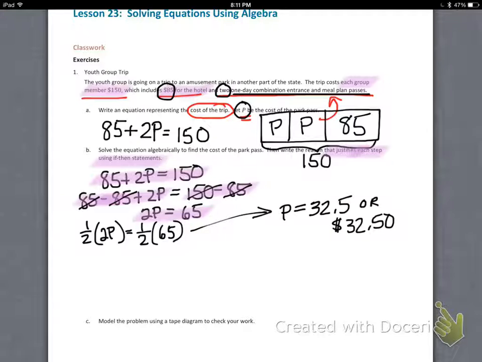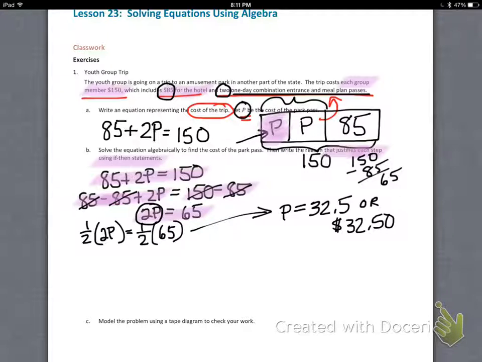So we're taking away those, and 2P equals 65. But then, of course, we want to get this down to 1P. Right here, we want to isolate that 1 because we want to know how much each one of these P's is worth. We already know using this tape diagram we could figure out what those 2 P's are worth just by going 150 minus 85. We know we have 65 left. I can tell you right now that those 2 P's equal 65.